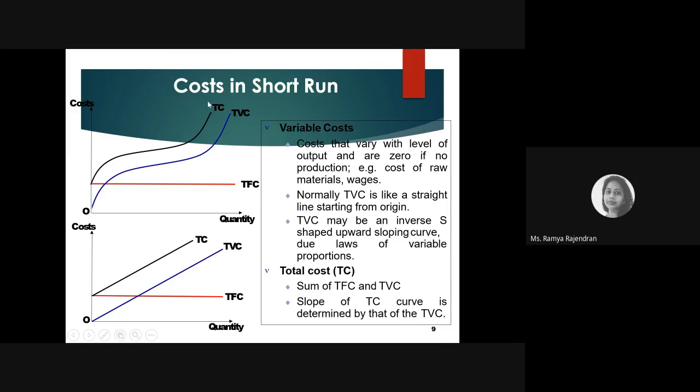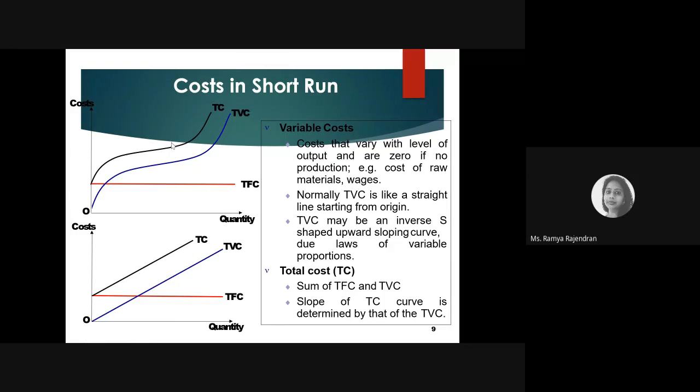I have my total cost here and my total variable cost. When you sum up your total fixed cost and total variable cost, you get the total cost, right? So this is your variable cost. When the quantity is increasing, the cost is also increasing. But you can see the small ups and downs, because it's kind of an inverse S-shaped curve. Because you're just summing the total variable cost with the total fixed cost, the total cost curve just shifts up.